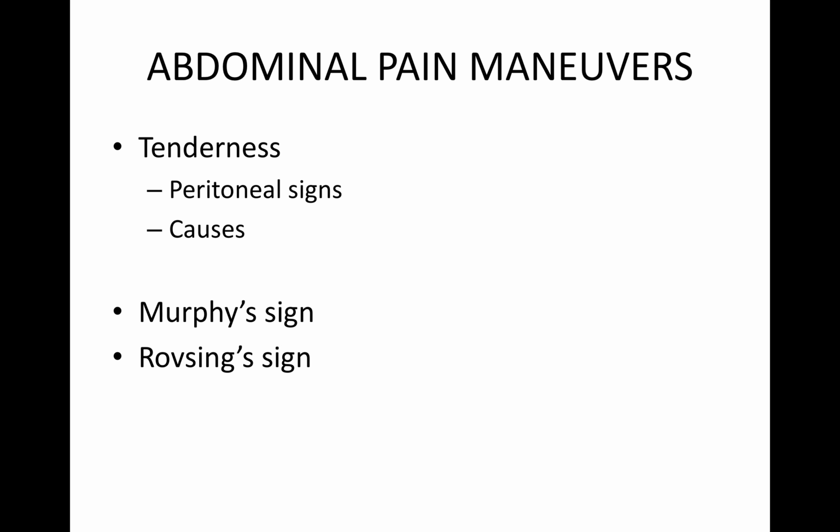Rovsing sign is more specific for appendicitis than just tenderness over the right lower quadrant. And what happens here is you press on the left lower quadrant, and when you press on the left lower quadrant, the patient has pain in the right lower quadrant. That is a positive Rovsing sign, and it is concerning for appendicitis.